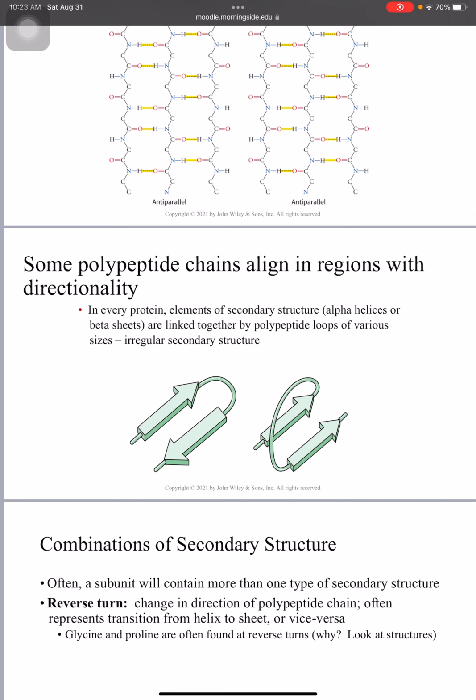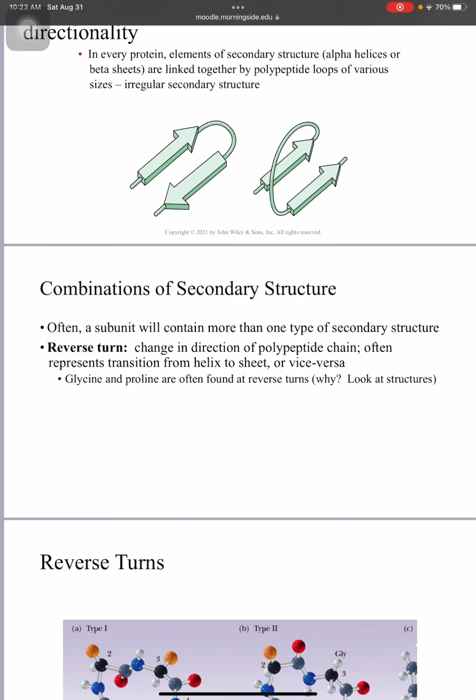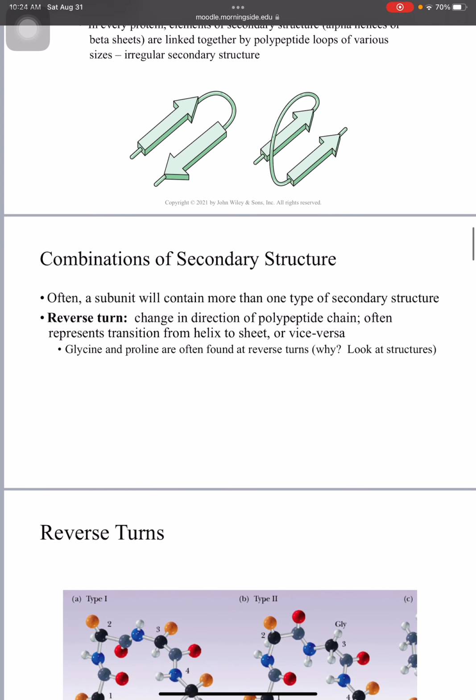Frequently, when you have a sudden change in direction, such as in this first picture on the left, that forms something called a reverse turn. The chain, as it's folding, is going one direction, and then it's going to loop back and go another direction. These reverse turn segments will help the chain fold in the right direction. All right? A lot of times they'll represent a transition from one helix to another helix, or one sheet to another sheet, or from a helix to a sheet, right?